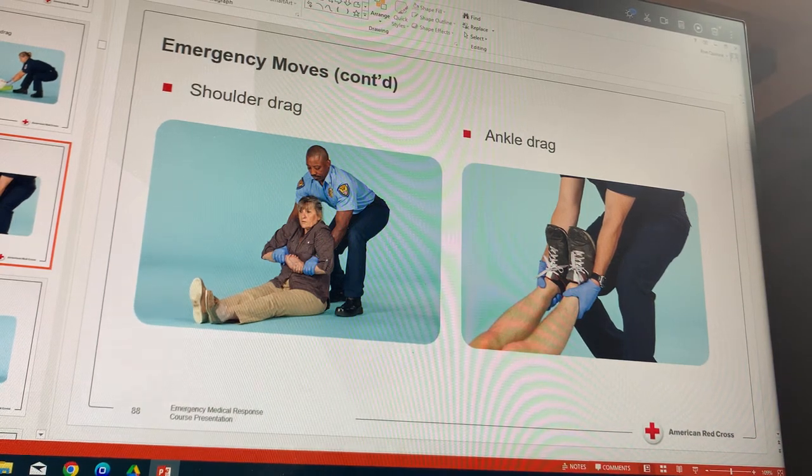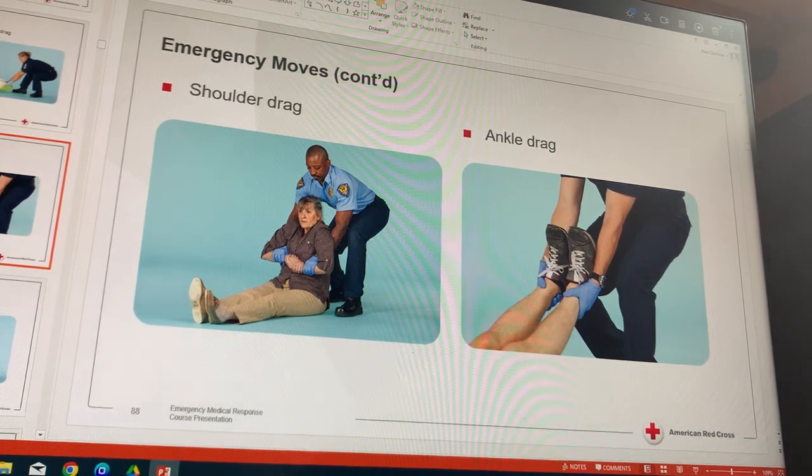Next, we have the shoulder drag. The shoulder drag is a variation of the clothes drag in which you reach under the patient's armpits from the back, grab the patient's forearms, and drag the patient. Keep your back as straight as possible and do not twist. This move is exhausting and should be done carefully. Since you are moving backward, the move may result in back strain. This move is not safe for a patient suspected of having a head, neck, or spinal injury.